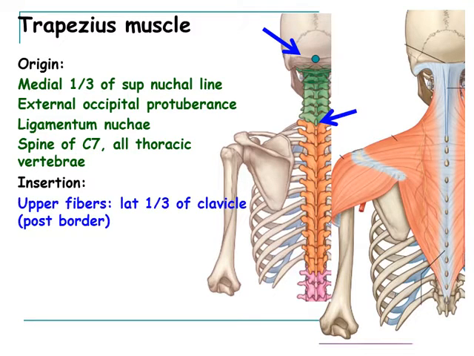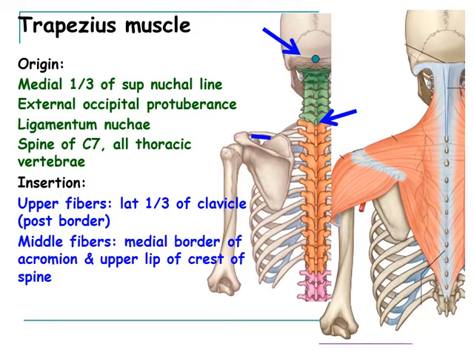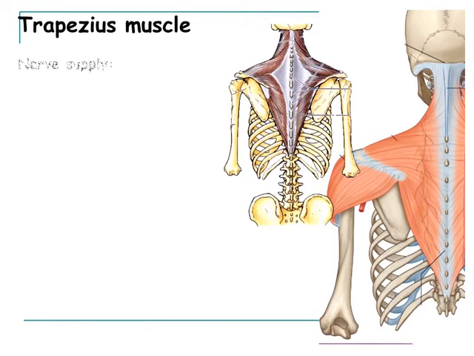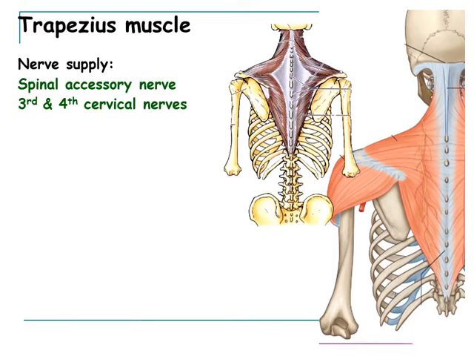They will be inserted as follows: its upper fibers are inserted into the lateral third of the clavicle posterior border. Their middle fibers are inserted into the medial border of the acromion and upper lip of the crest of the spine. The lower fibers are inserted onto the tubercle of the crest of the spine on the lower border of the spine. Trapezius muscle is supplied by the spinal accessory nerve, and receives proprioceptive sensation from third and fourth cervical nerves.